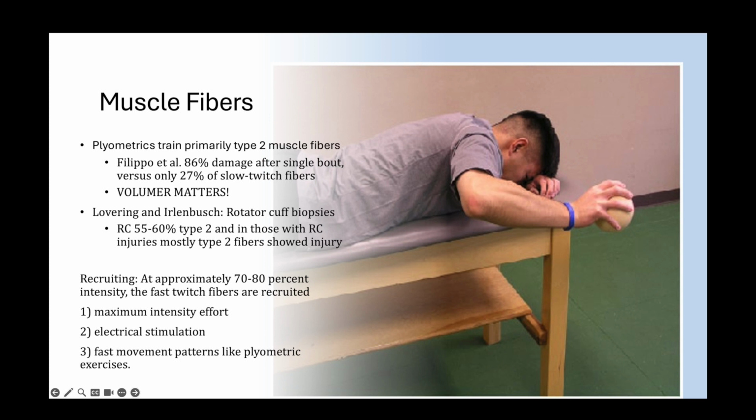And then these two articles did rotator cuff biopsies, and they showed that the rotator cuff is 55 to 60% type 2. So doing plyometrics with rotator cuffs, especially in pitchers, is important. And when they did biopsies on injured rotator cuffs, they found that the type 2 fibers are the ones mostly injured. Some ways to recruit the type 2 fibers are 70 to 80% intensity or a max intensity effort. You can use E-stim to recruit the type 2, and then fast movement patterns like plyometrics.